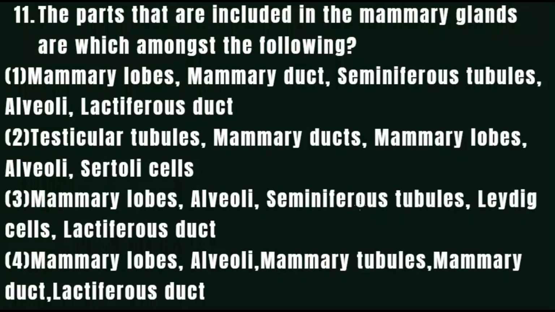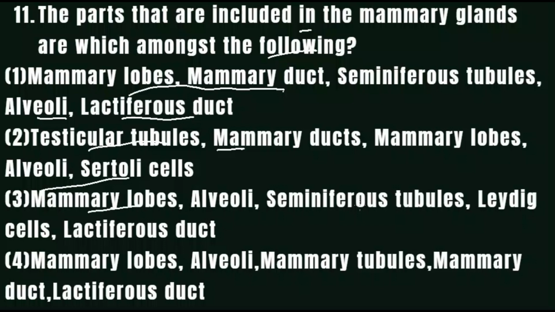Question number 11. The parts that are included in the mammary glands are which amongst the following? Option 1, mammary lobes, mammary duct, seminiferous tubules, alveoli, lactiferous duct. Option 2, testicular tubules, mammary ducts, mammary lobes, alveoli, Sertoli cells.